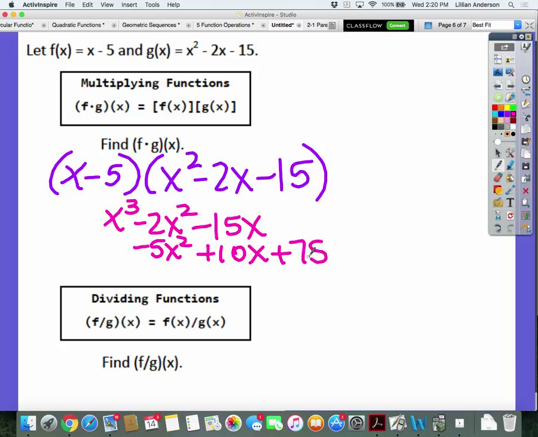And so then I just combine like terms the way I did in a little linear fashion. You don't have to do this. I just do it. And so then it's x cubed minus 7x squared minus 5x plus 75. You guys get that?